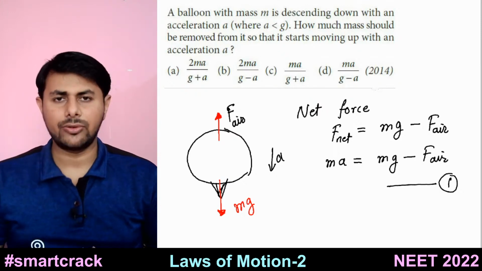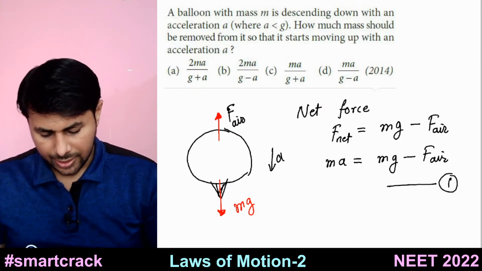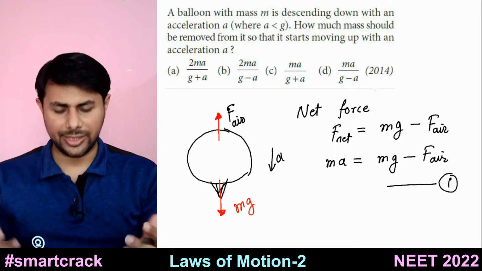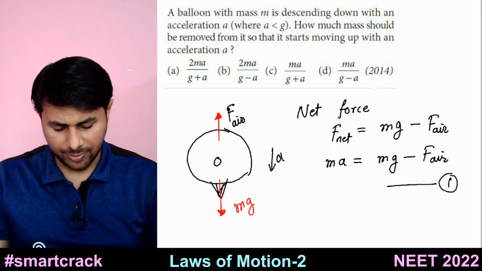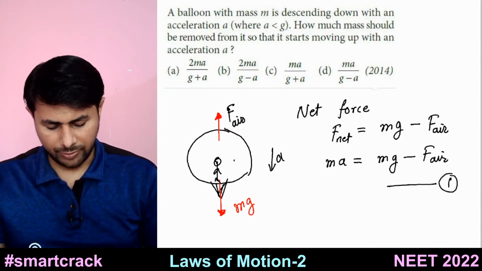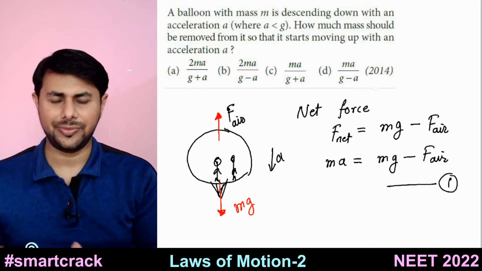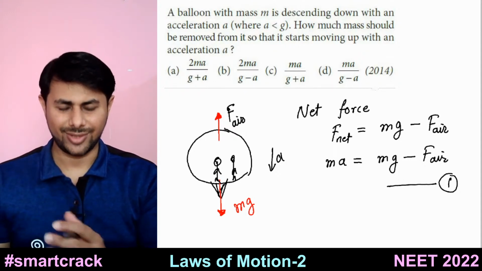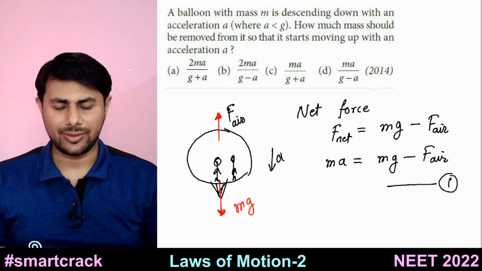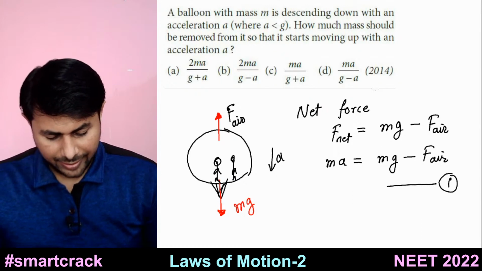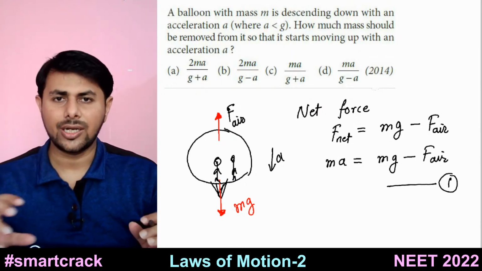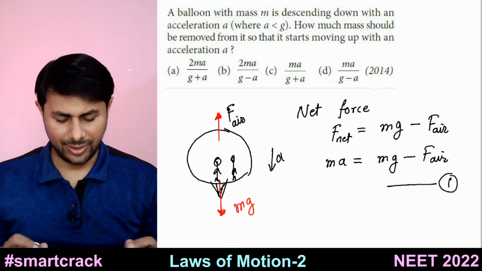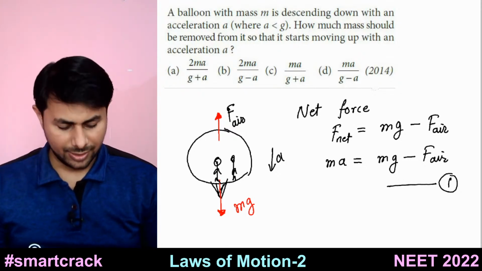And now we remove some mass from this balloon. Suppose there were some people inside the balloon, two people, three people, I don't know. You remove somebody. What will happen? It moves upwards. When you remove somebody, it starts moving upwards with the same acceleration a.